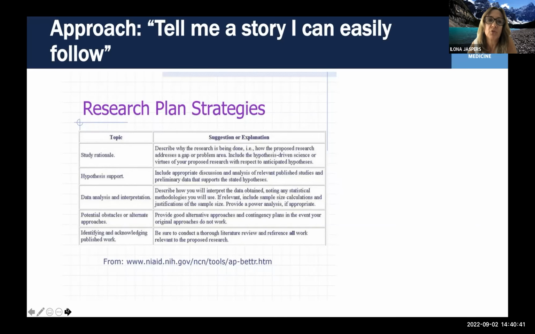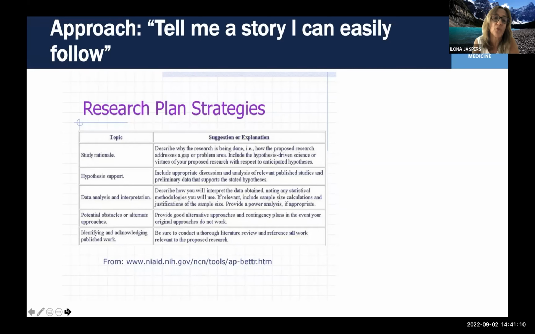In the approach, this is something that I cannot stress enough. Most reviewers review grants in their quote unquote off time or spare time. This is not necessarily something that I do when my mind is the freshest at 9 a.m. in the morning, because that's usually when I have meetings, I participate in other committees, or I don't have the time to read grants. So tell me a story that I can easily follow.